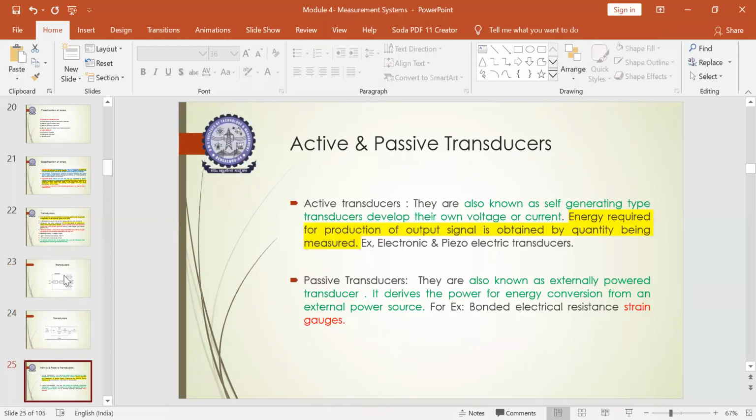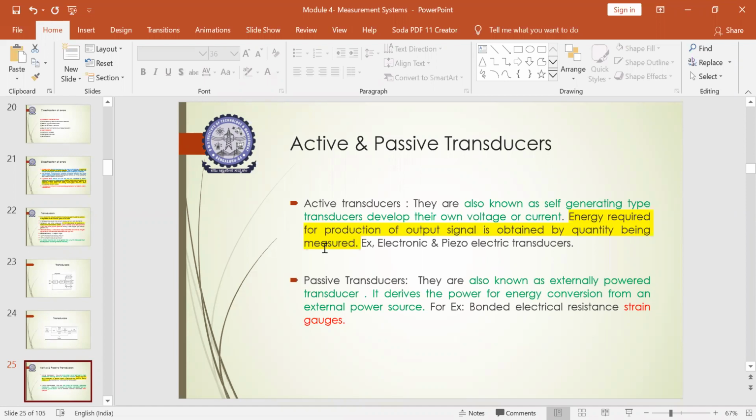After knowing what a transducer is and its concept, it is essential to understand the types of transducers. This is the basic classification: it could be an active transducer or a passive transducer. What happens in an active transducer? It is a self-generating type of transducer. It develops its own energy which is needed. It won't take any power from outside. These are called active transducers. An example is the piezoelectric transducer.